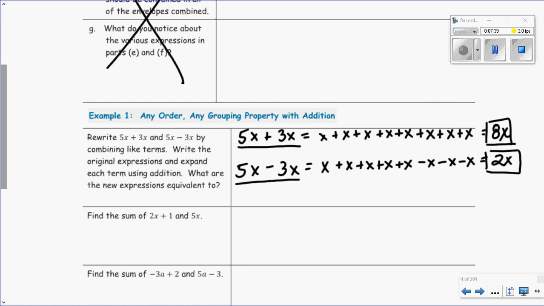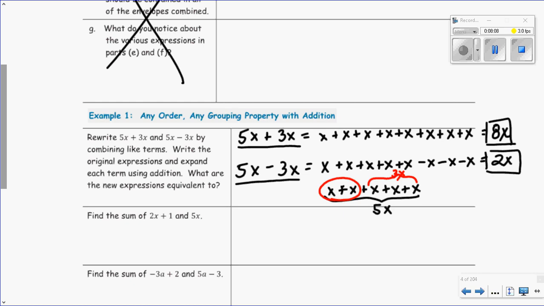There's a couple other ways that you can do that. If you want to look at this one, again, 5x, x plus x plus x plus x plus x. Okay, this is equal to 5x. And then you could look at this as 3x, and if I'm taking that away, I'm just left with x plus x, which is 2x.